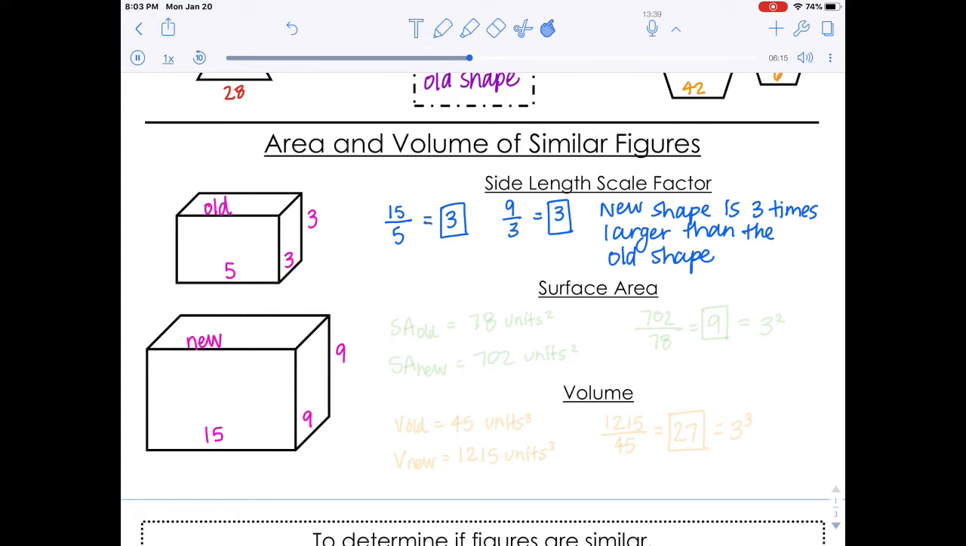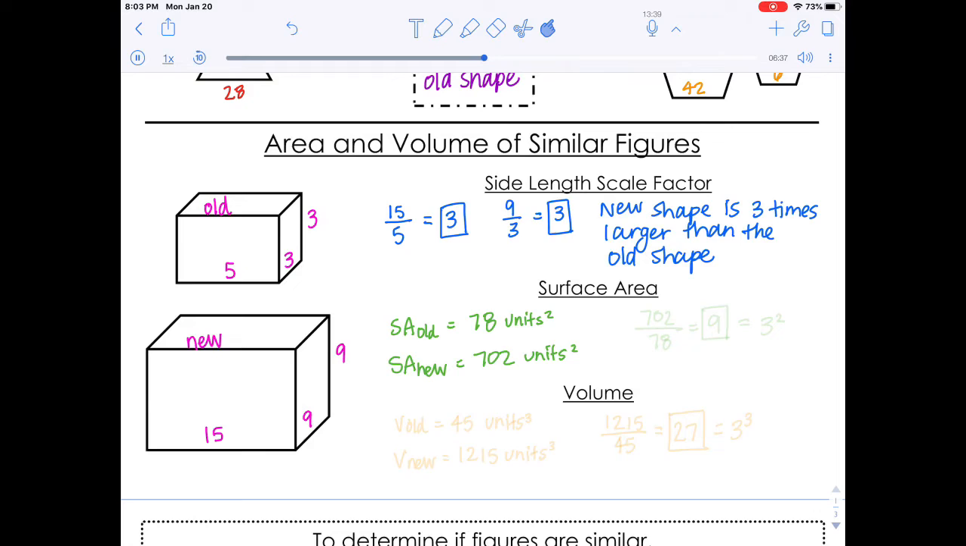And again, just like our scale factor says up here, we do new shape over old shape. We're going to take that new surface area and divide it by this old surface area. So that's going to be 702 divided by 78, which simplifies to 9.